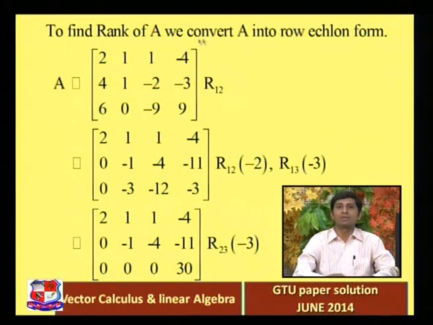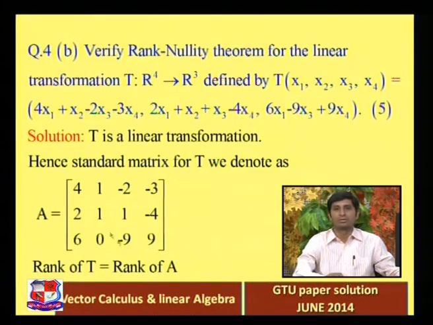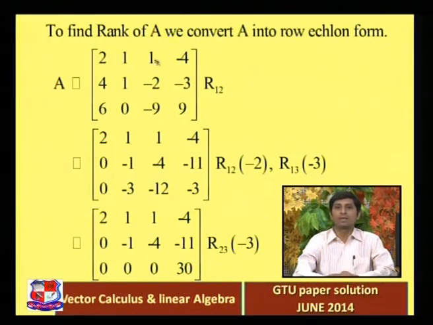To find rank of A, we convert A into row echelon form. So A is equivalent to 2, 1, 1. We are interchanging the first and second row. So 2, 1, 1, minus 4. The second row is now 4, 1, minus 2, minus 3. And the third row is 6, 0, minus 9, 9. Now the first row is as it is.